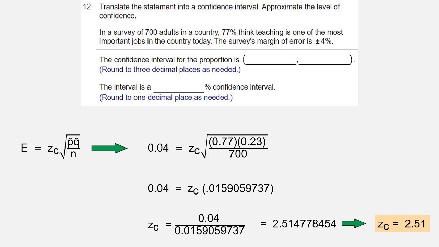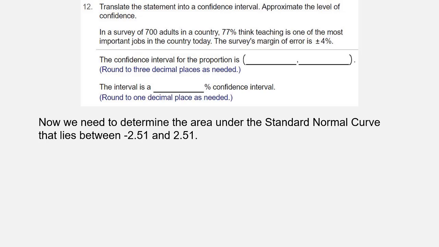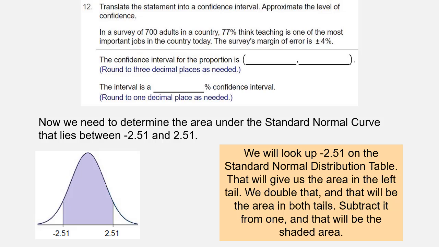So really, we need to figure out what area is trapped between -2.51 and +2.51 under the standard normal curve, and then that area will tell us the percentage for the confidence interval. So let's look at a little graph here. We've got a shaded region between 2.51 and -2.51. So we're going to look this up on the standard normal table. We'll look up the -2.51.